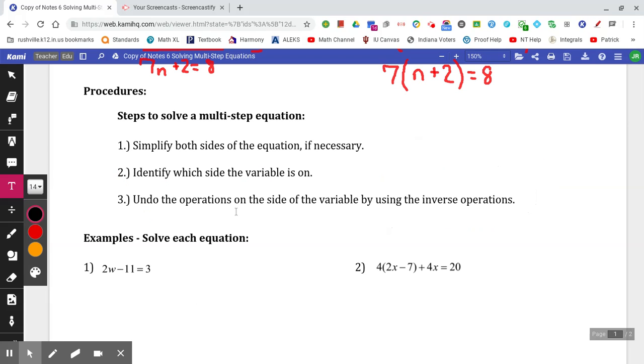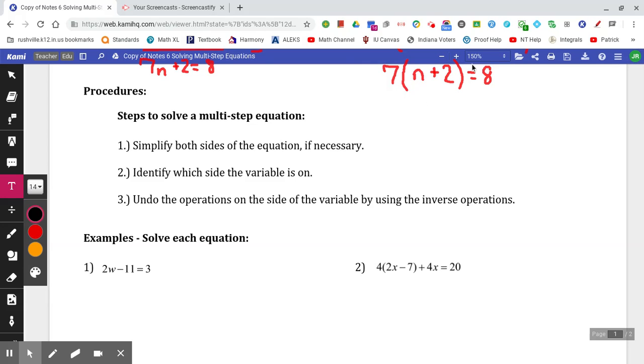Now let's move on to our steps for how we would actually solve those equations. So how do we get n by itself? Because we can't really just think through it. We can't figure out this number times 7 and 2 more than that gives us 8. That's going to be hard for us to just do in our heads. So we need a step-by-step procedure, and that's what this is.